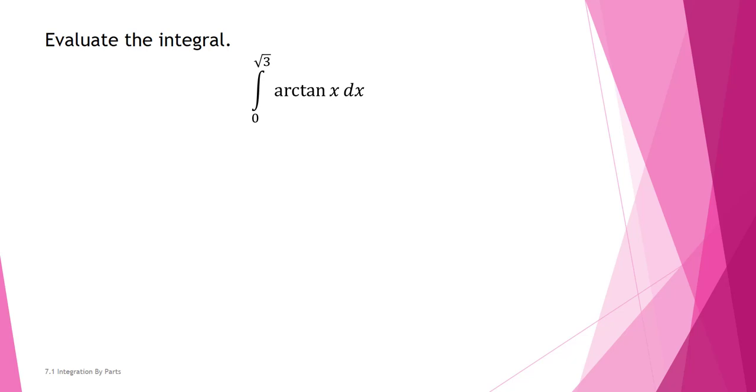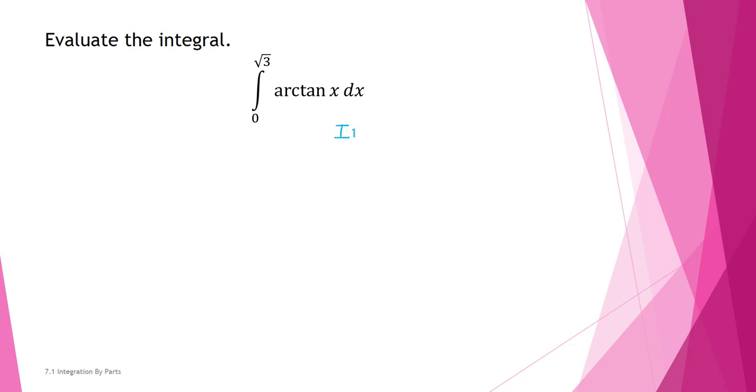Here's an example of a definite integral that requires integration by parts. When I look at this, I know we need integration by parts because I do not know an antiderivative for arctangent x, and there is no u substitution that will work.